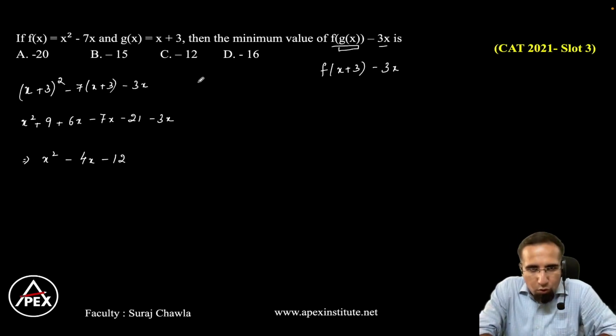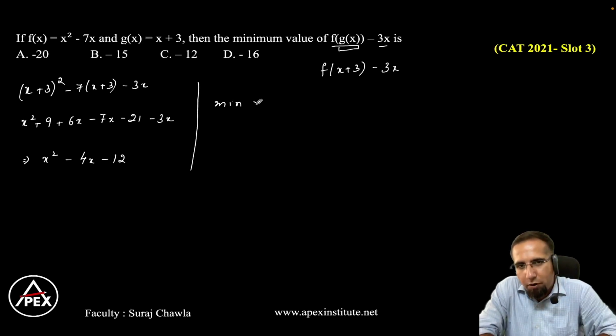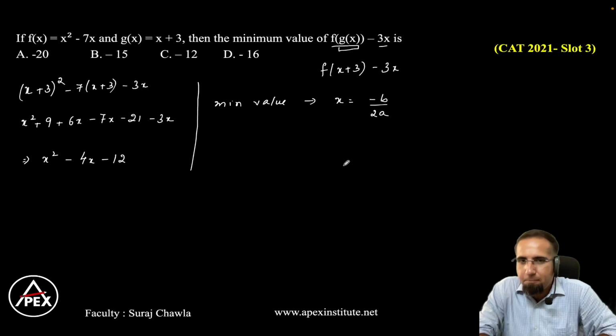Now we should know, what are the fundas that we need to remember with the minimum value of a quadratic expression? It happens at x is equal to minus b by 2a. So what is the value of minus b? Minus of minus 4 divided by the value of 2a, that is 2 into 1. That means that x is equal to 2, the minimum value occurs.